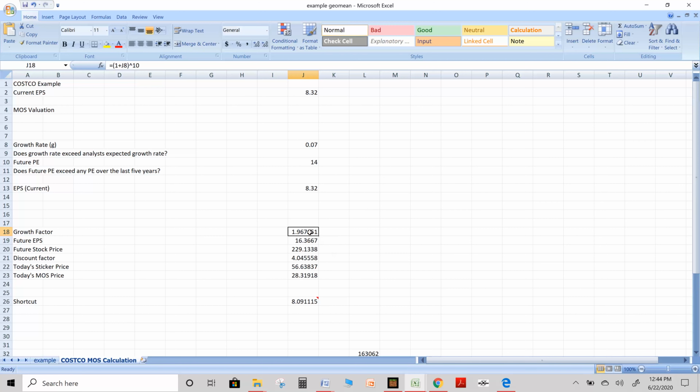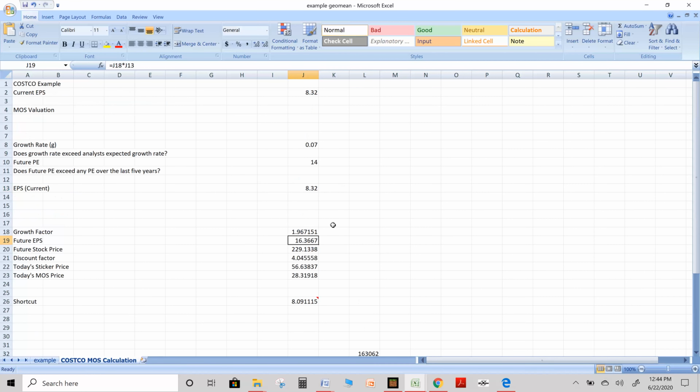So this is basically a multiple of what earnings will be 10 years from now, if indeed the company does grow at this rate of 7%. So 1.967 and change. All right, so then I get my future earnings per share, as we discussed. It comes out to $16.36. And again, that's simply my growth factor right here, J18, times my earnings per share, J13. You can see the formula right here. Here are the cells. So basically $8.32 times my growth factor is $16.36, 10 years from now.